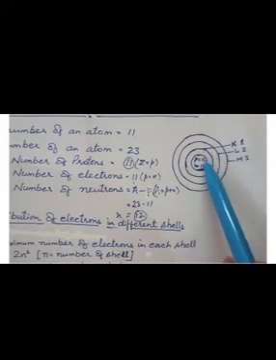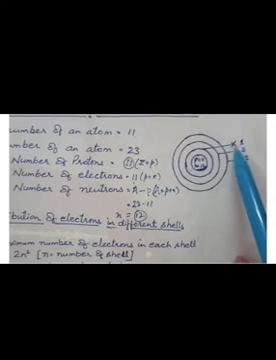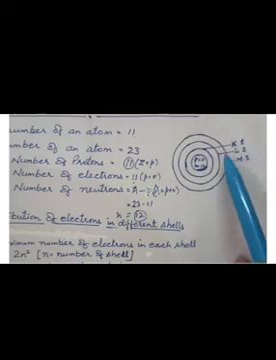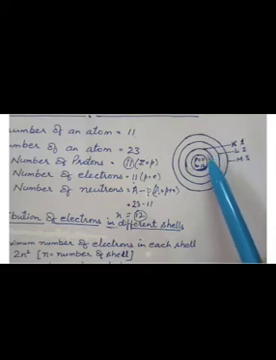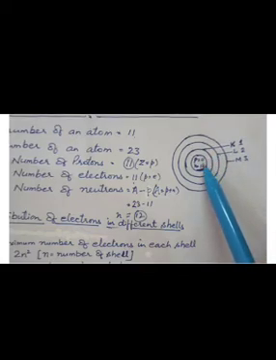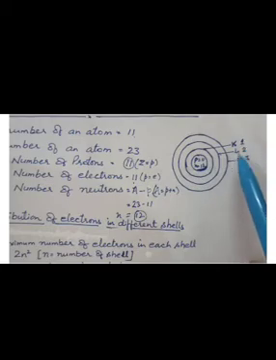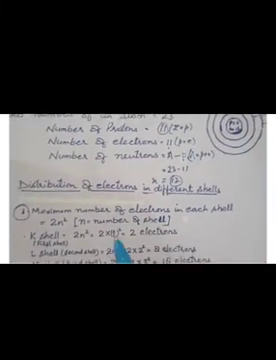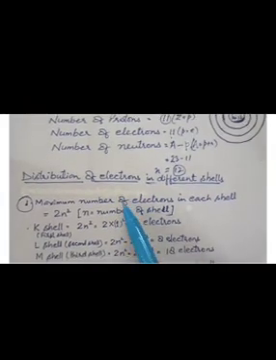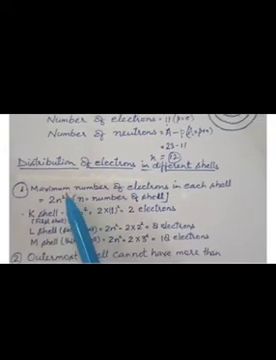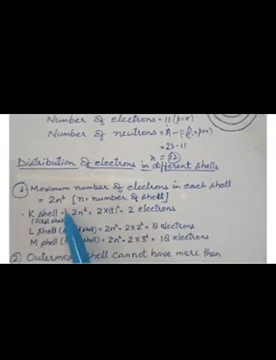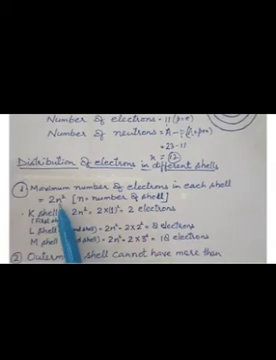The first shell, which is nearest to the nucleus, is named the K shell. Then the second one is L, and the third one is M, or 1, 2 or 3. The first shell is the shell which is nearest to the nucleus. And actually there are two rules for the distribution of electrons in different shells. First is the maximum number of electrons in each shell, which would be according to this 2n square formula, where n is the number of the shell.